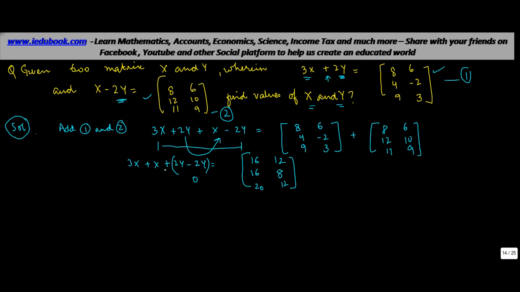Now you are left with x plus 3x, so you can write this as 4 times x is equal to this value, or x is equal to 1 upon 4 of [16, 12; 16, 20; 8, 12]. So this gives you [4, 3; 4, 5; 2, 3]. By doing this, you've been able to obtain the value of x.